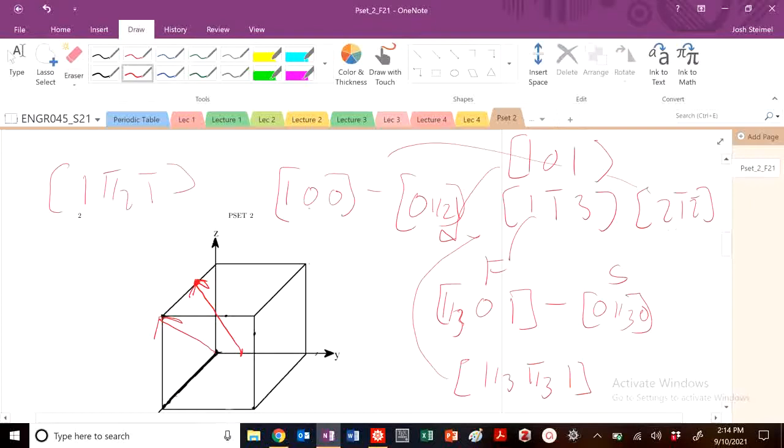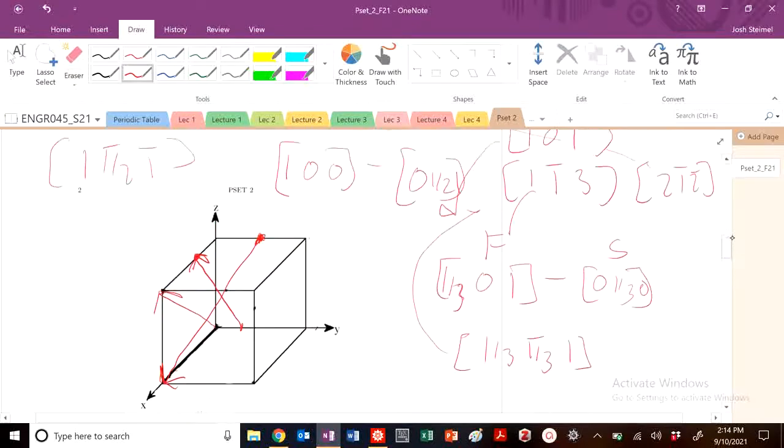So finish is my 1, 0, 0. So that's my finish. And my start is, where are we at? 0, 1 hat, 1 half, and then 1. There we go. And that's it. So that is my directions.